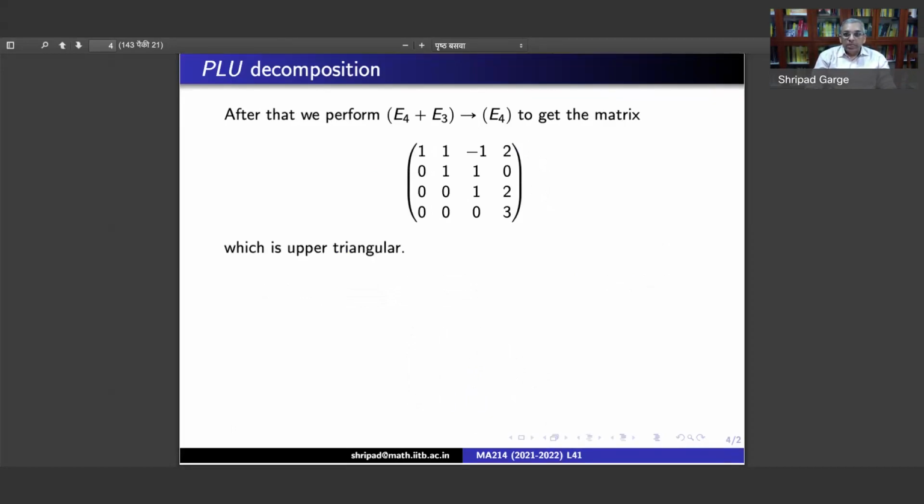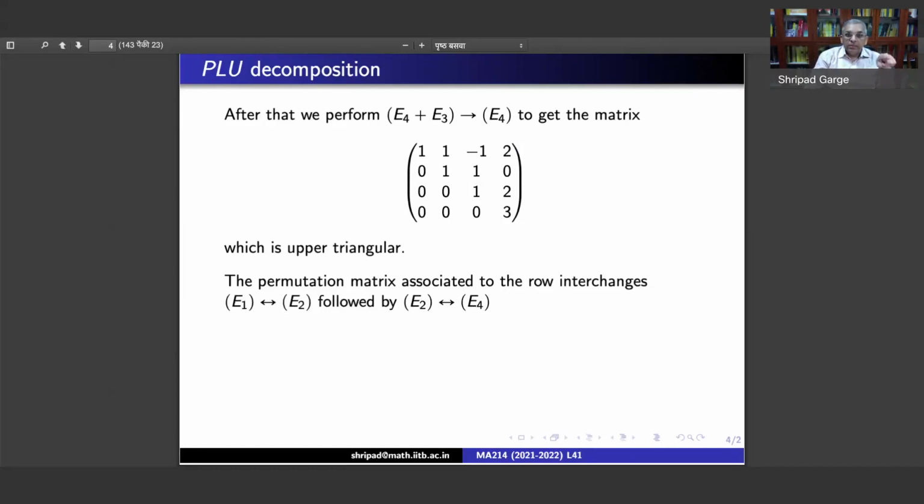So this upper triangular matrix is obtained, but there is a permutation matrix which we have done. So the permutation matrix which is associated to row interchanges, there were two such row interchanges. E1 was switched with E2 and E2 was then switched with E4. So this is given by this particular permutation matrix.